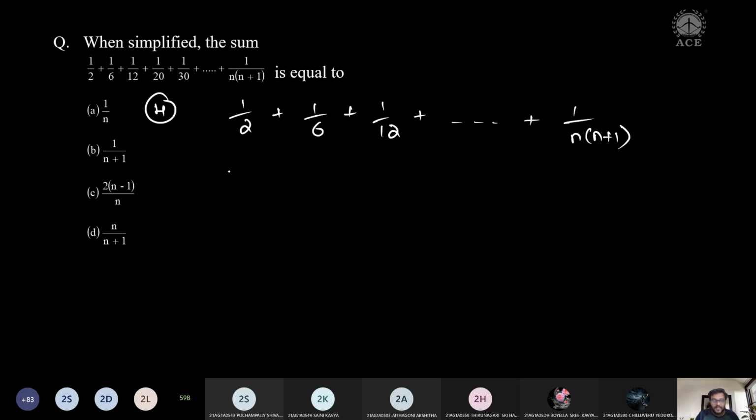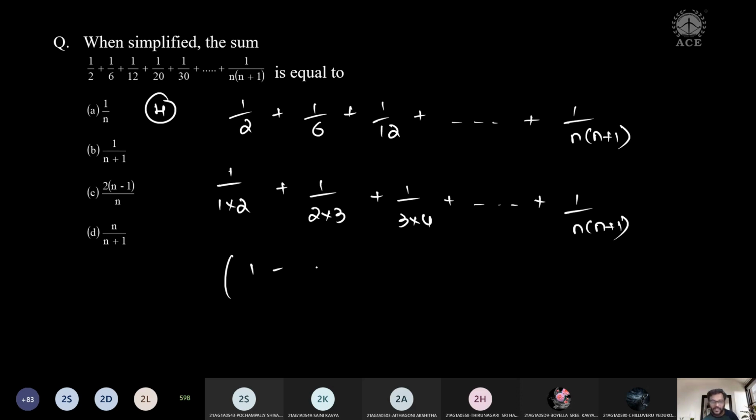So sir, this is 1 by 1 into 2. This is 2 into 3, 3 into 4. They given here n into n plus 1. So first term is 1, last term n plus 1. Only this will be left over. This is n divided by n plus 1. Right? N divided by n plus 1, my dear friends.